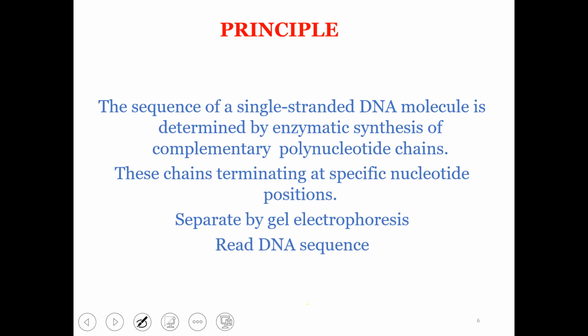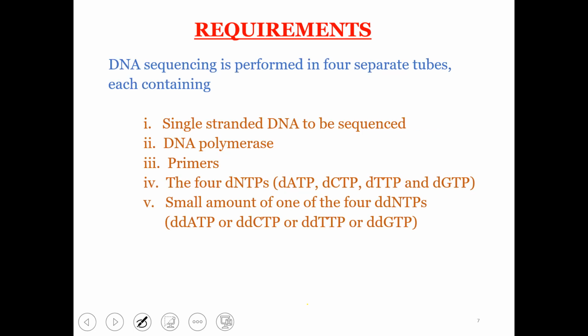First, the sequence of the double-stranded DNA molecule is determined by an enzymatic process producing complementary polynucleotide chains. These chains terminate at specific nucleotide positions, and they are separated by gel electrophoresis, and lastly we read the sequence. I will further clarify the procedure in these principles.